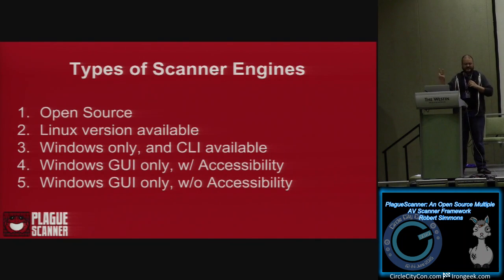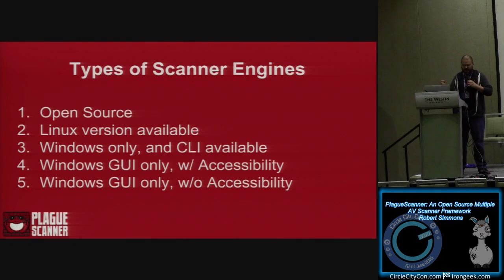And then the second type is a scanner that has a Linux version. And if it has a Linux version or a BSD version or a Unix command line version, it's very, very easy to pull into and use the data and use the scanner in Python and use the scanner in PlagueScanner.